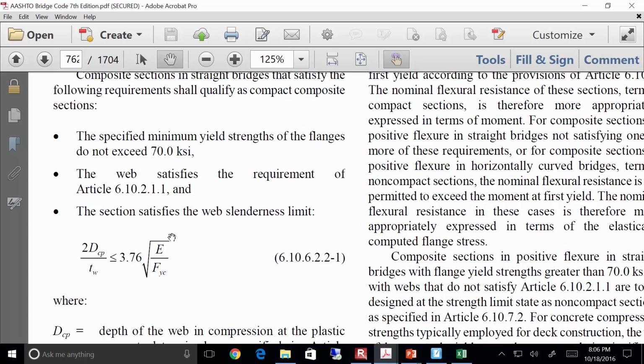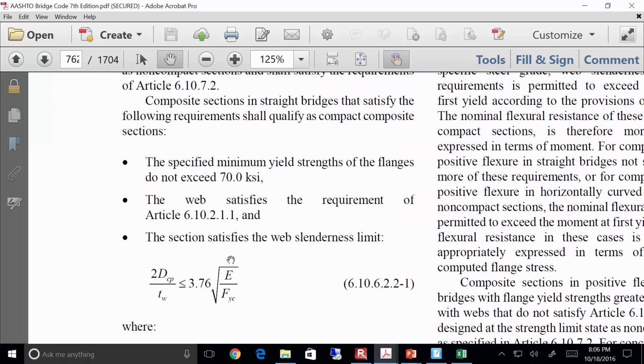for a section to qualify as compact, we have to meet 3 requirements. The flanges have to use a yield stress less than 70, which we do. Our D over TW has to be less than 150, which we meet. And we have to satisfy this requirement, which we do, right? So would you agree we have a compact composite section? Everybody okay with that? All right.